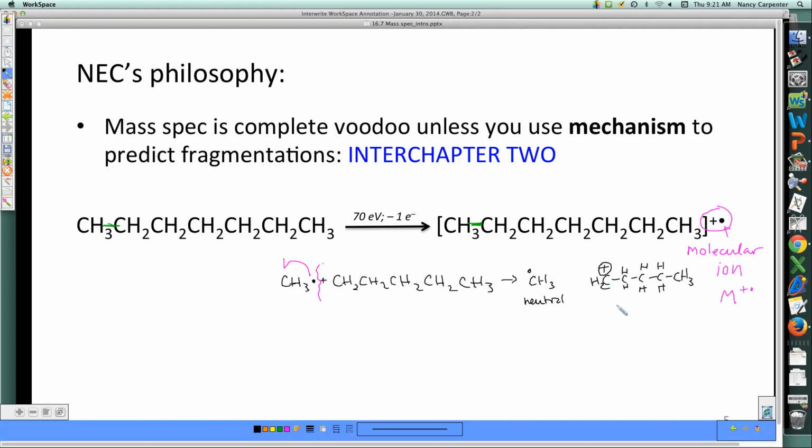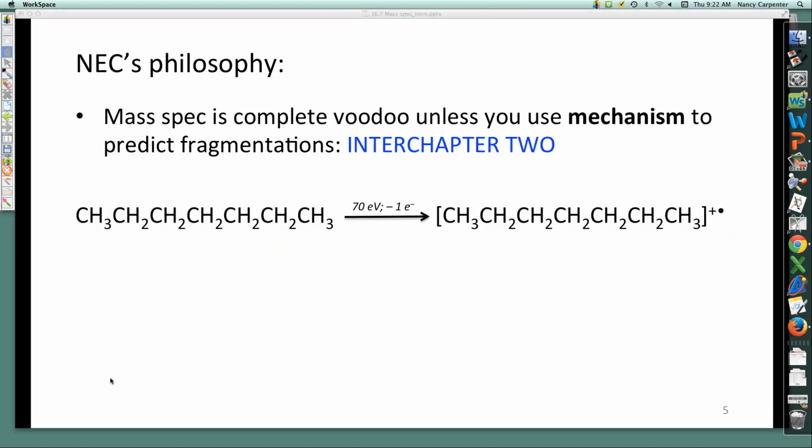Well, that's 5 times 12 equals 60. And then 1, 2, 3, 4, 5, 6, 7, 8, 9, 10, 11. 11 hydrogens. I would expect to see in my mass spectrum a signal at mass to charge 71 indicating that this cation was formed. So that's kind of the overview of what's going on in the mass spectrum.